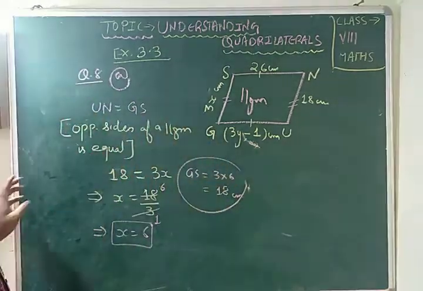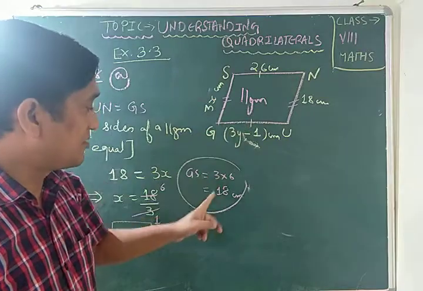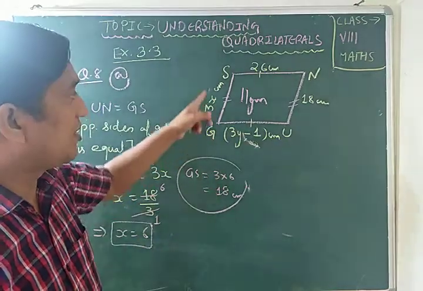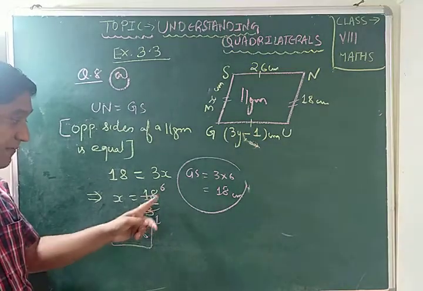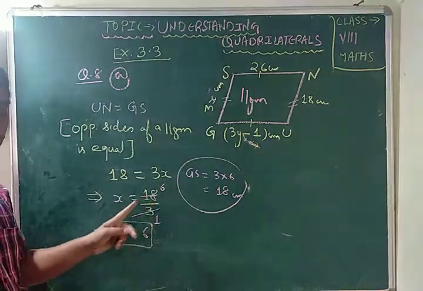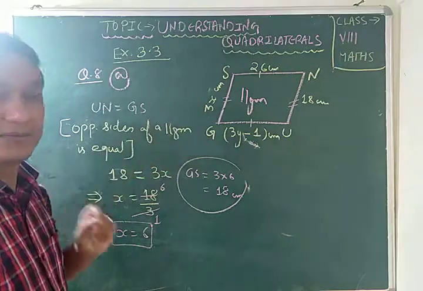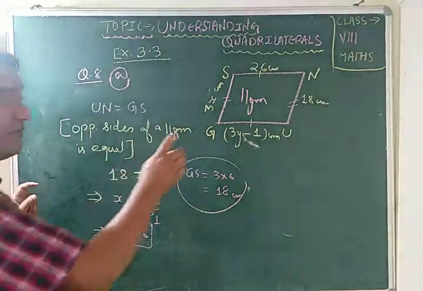Now we know that the opposite sides are equal. Now here also comes 18, GS is also 18 when we substitute the value of x, that is 6. It means our solution is correct. The value of x is 6. Now we have to find the value of y.